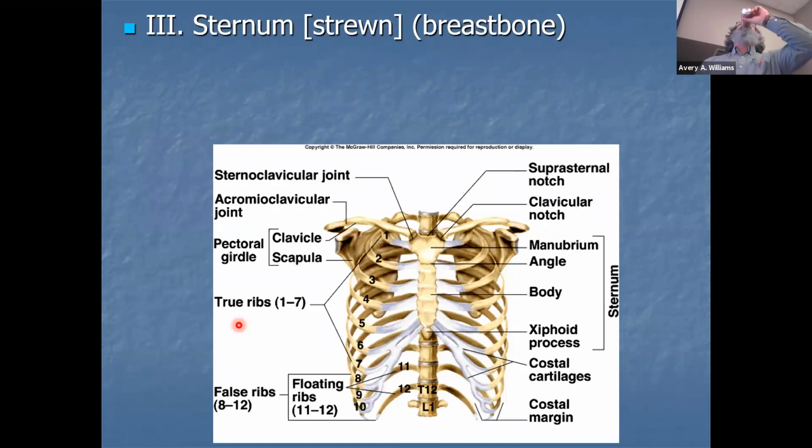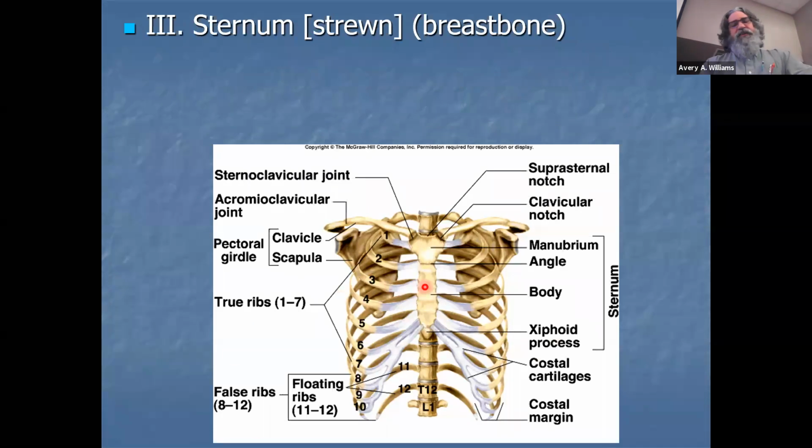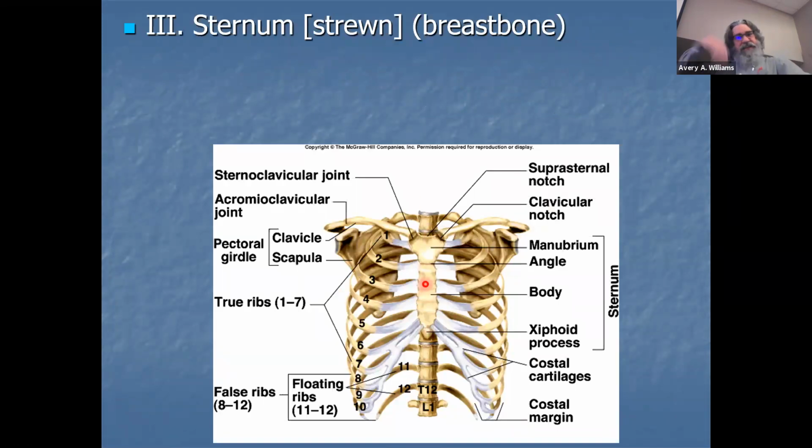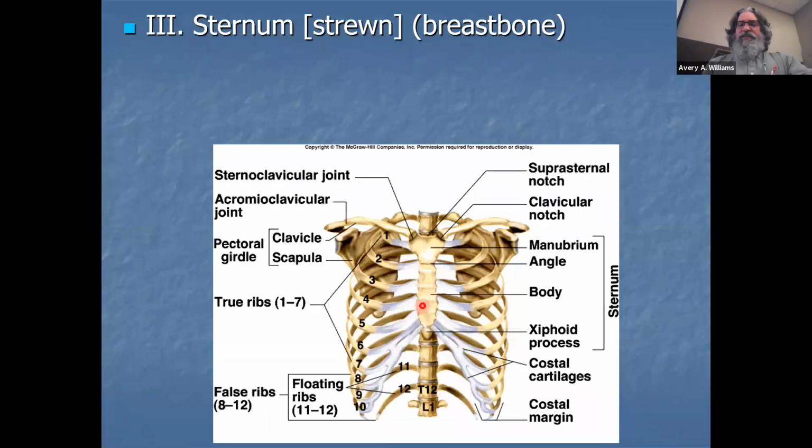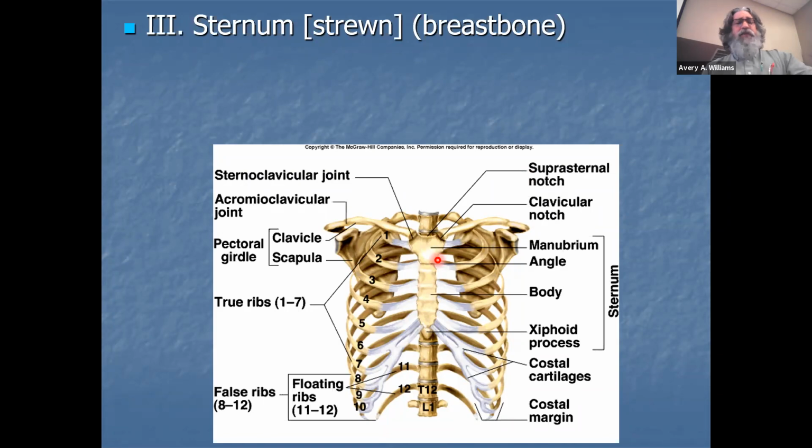Now, you have more of your axial skeleton. Remember I said early on that this thing right here in the center of your chest, in this class, is going to be considered axial as opposed to appendicular. That's a whole other lecture in a different class where I talk about this being actually appendicular. But anyway, it's part of our axial skeleton in here. The word sternum means strown.